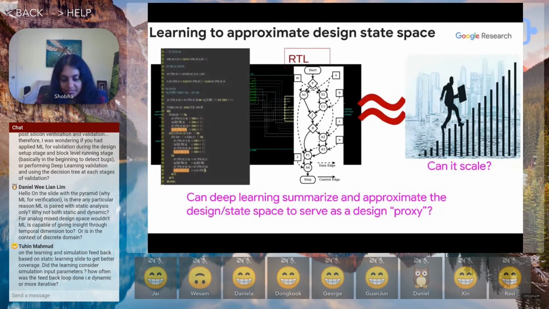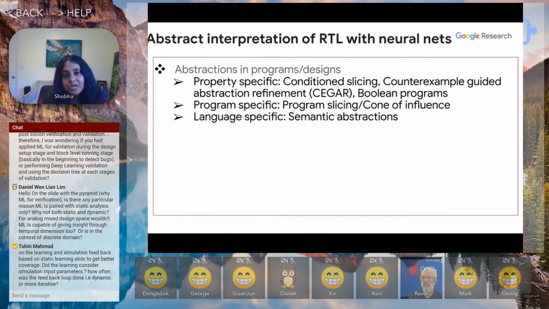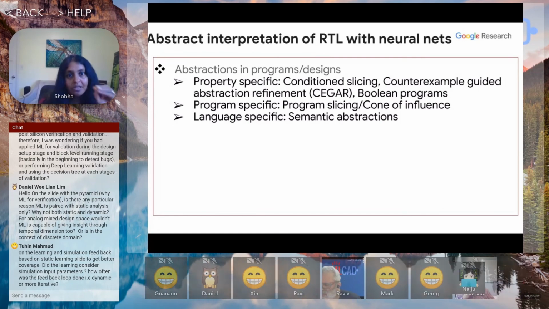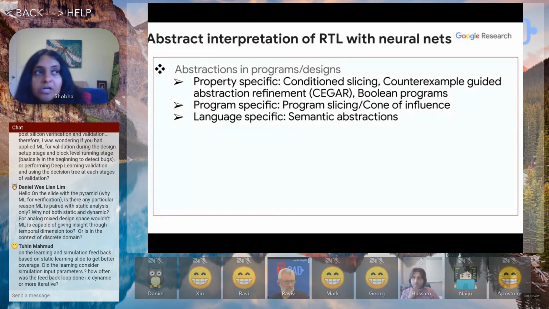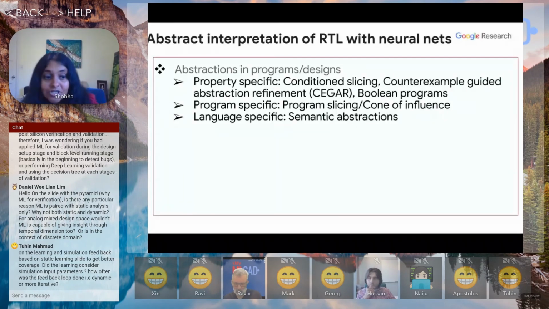So this is the grand vision that we are thinking about. I don't have time to go through a lot of the different reasoning behind the vision, but I will mention that typically abstractions in hardware verification or in software verification have focused on being very property specific, like CEGAR, or based on program slicing and so on. Or they have been language specific, like specific to Verilog or something else. They would be generating abstractions that are cognizant of that language.